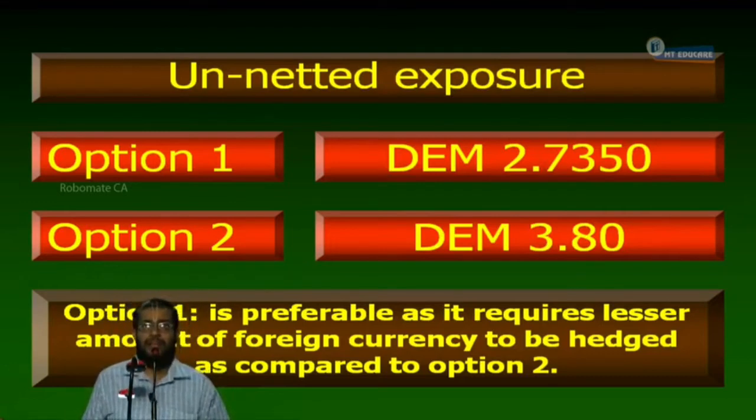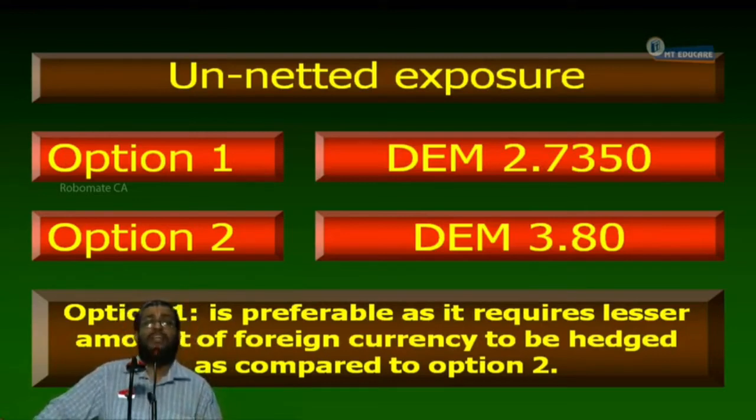Now tell me, how much should be hedged? 2.735. This is an exposure today after 6 months. Is that a payable or receivable? Payable. I have a payable exposure of 2.735 after 6 months. This is similar to a money market payable, right? This 2.735 can be hedged in how many ways here?